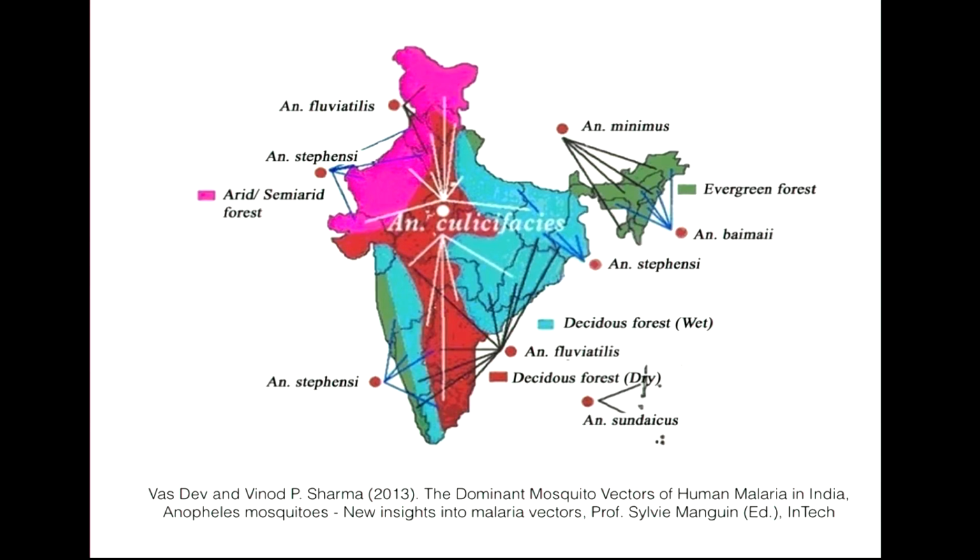If you look at India, the largest numerically is a species called Culicifaces, and there are a bunch of others that are more geographically constrained. There are some particular species that are seen in the northeast. There are some species that are seen in the Gangetic Plain close to the mountains.